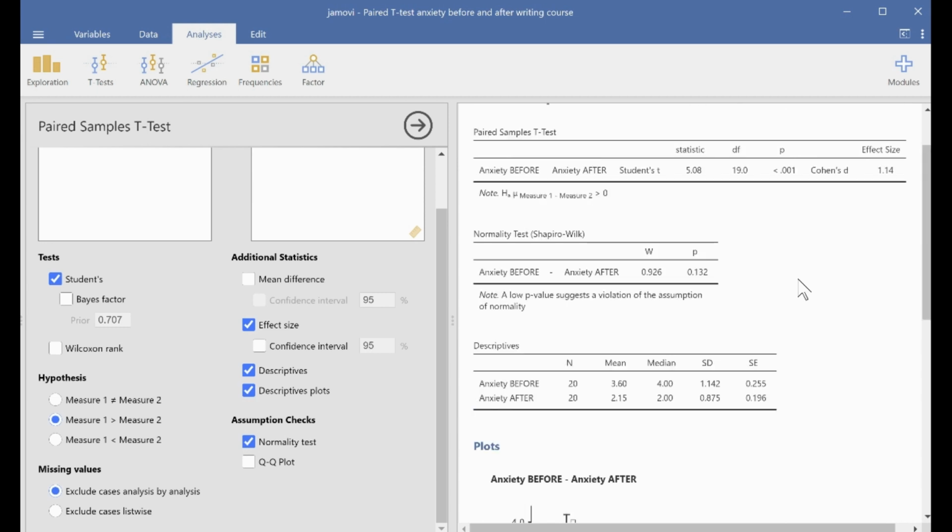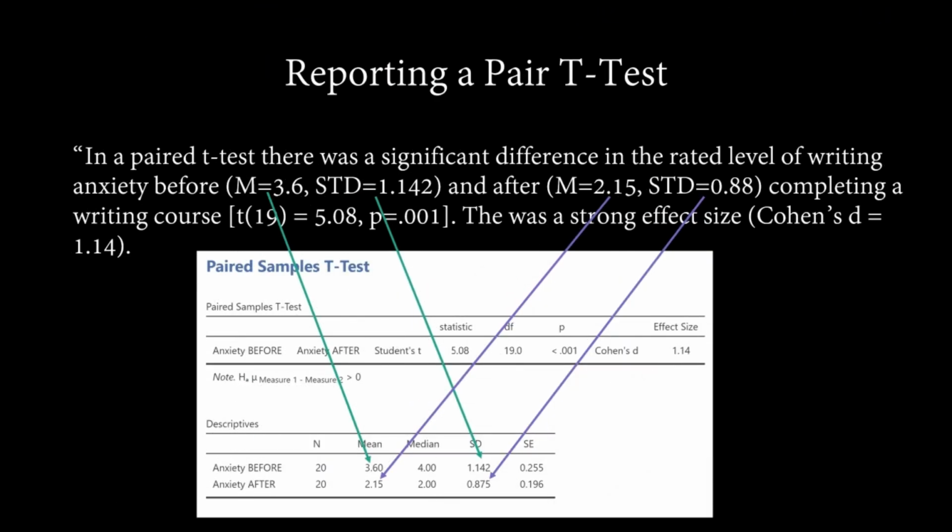So what is my conclusion based on this data? My conclusion is that anxiety after writing a course does indeed reduce. I do have less anxiety at the end of a course than I do at the beginning of a course. And with that, what's left for us to do is to report our results. So this is how we report a paired t-test. Let me read the full language and then we'll go over it together.